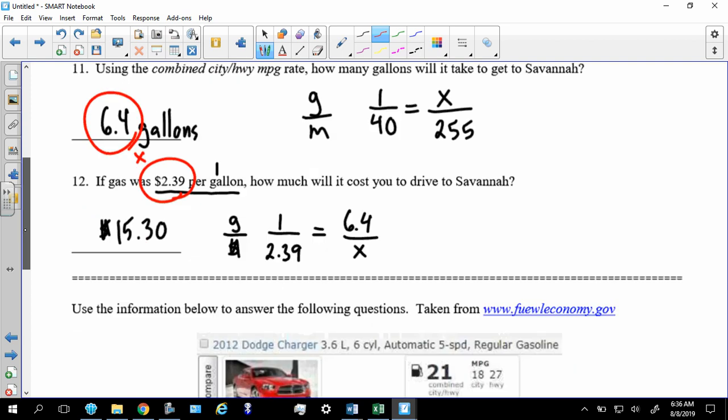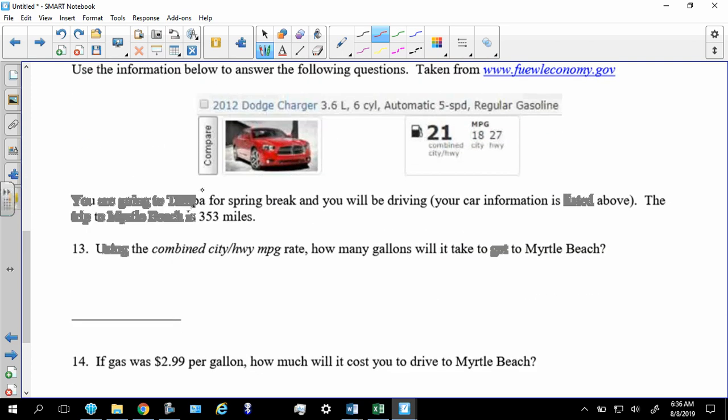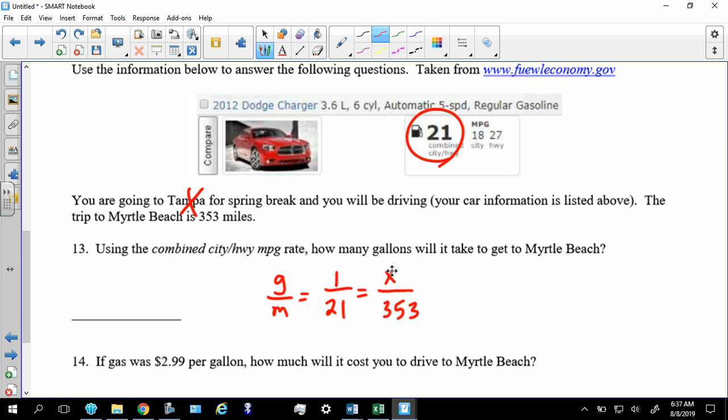All right, last one, same exact question, just different numbers. And I forgot to change everything. That should have been Myrtle Beach. Oops. All right, so now we're dealing with the Dodge Charger. Doesn't get as much. That's 21. So gallon over miles, 1 over 21 is equal to X over 353. Cross multiply and solve, you get, let's see, that's 16.8 gallons.